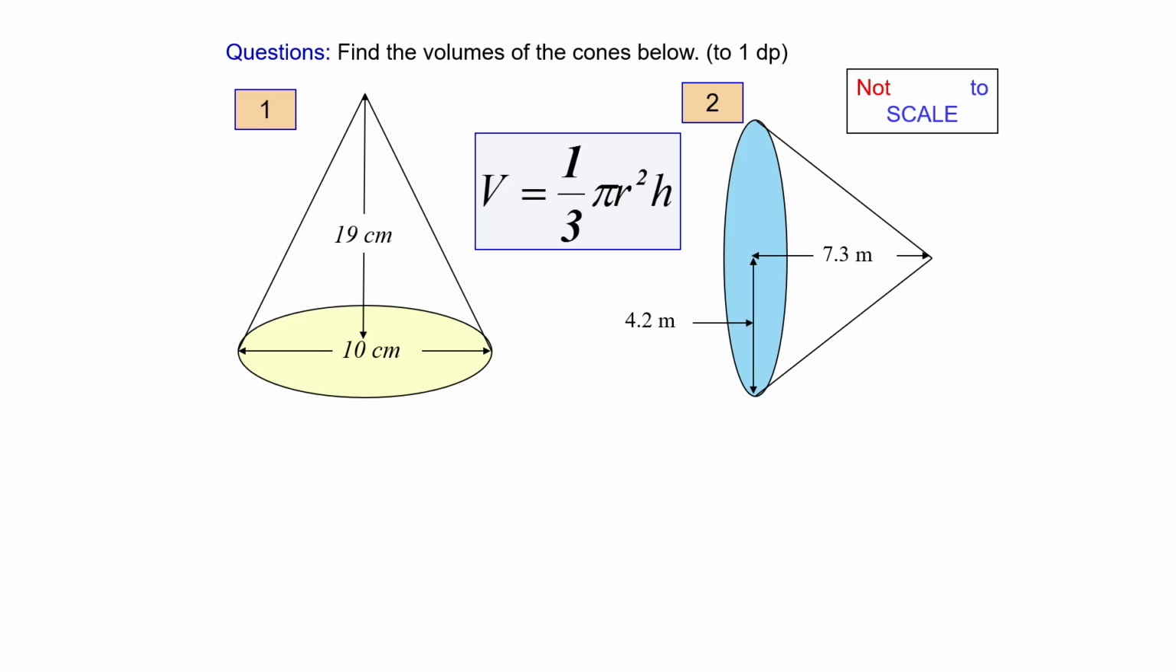Right then, two questions, quick as you can. Hit pause, have a go. Remember, write the formula first, simple exercise, and then work out the volume.